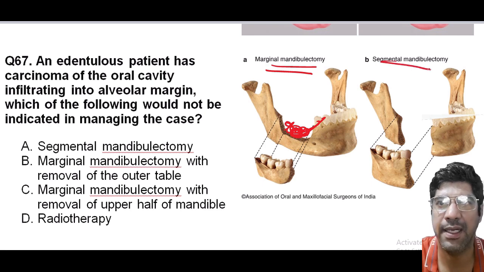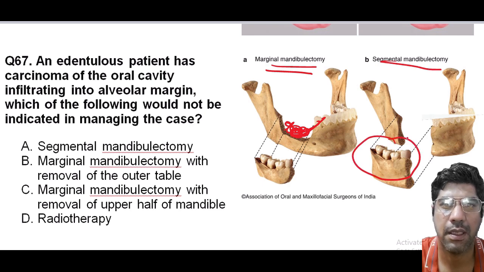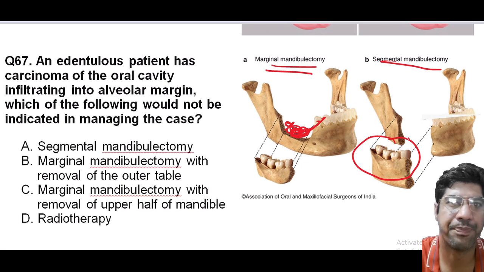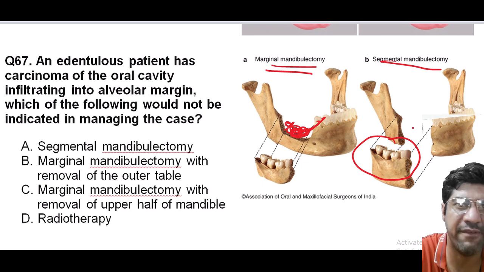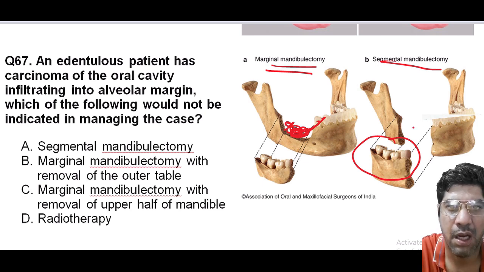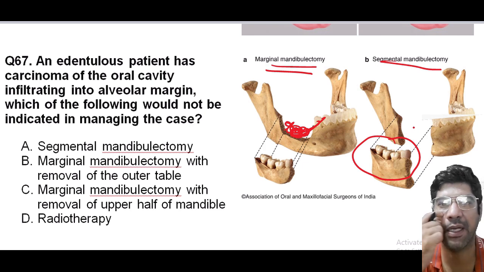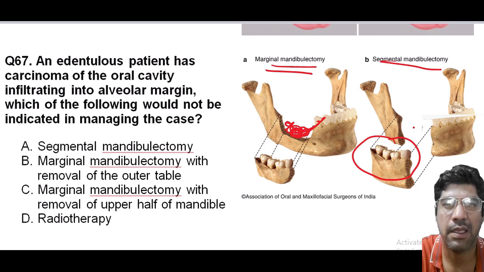So the segmental mandibulectomy, option C, marginal mandibulectomy with removal of upper half of mandible and radiotherapy, they are all potential treatments that can be considered depending upon the extent of the carcinoma.